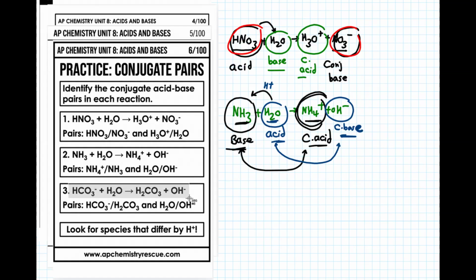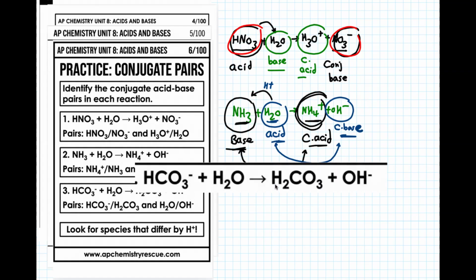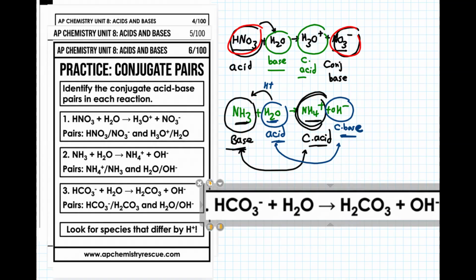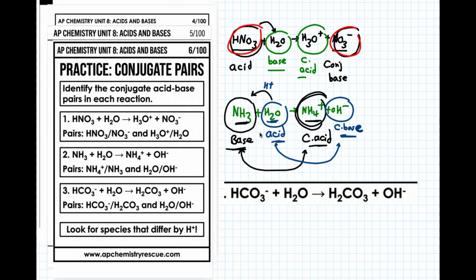Problem number 3. HCO₃ minus and H2O forms H₂CO₃ and OH minus. HCO₃ minus accepts a proton from water to form H₂CO₃. Again, this is the base, and this is the conjugate acid. You see they differ by H plus.